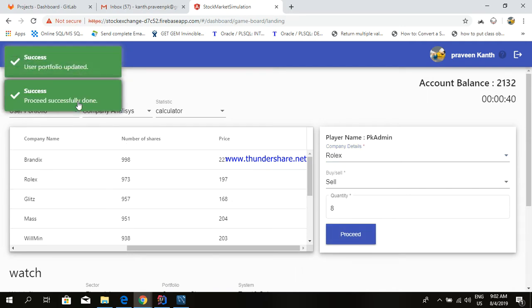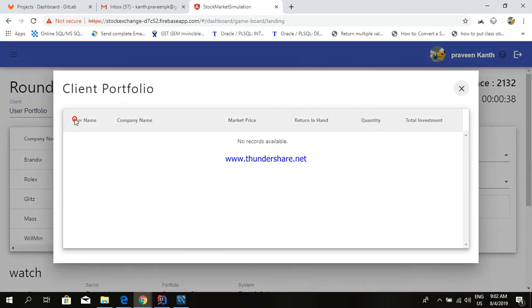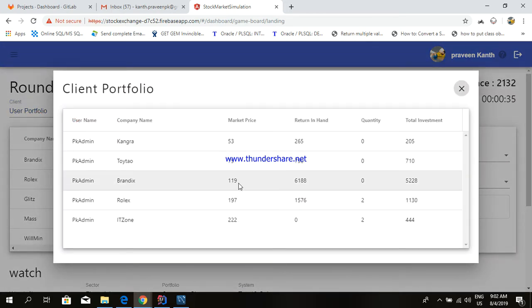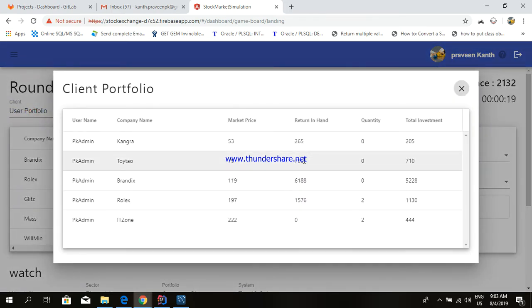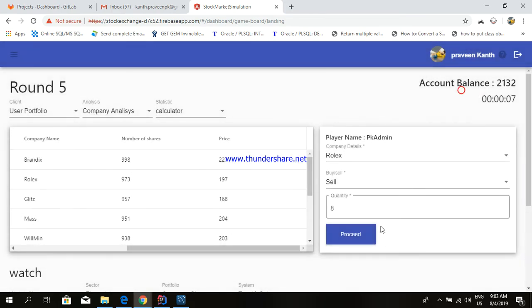Yes, it is successfully updated. When I bought Rolex, the market price was 197. Yes, the price has changed. According to the original price and today's price, I have a huge return in hand. The market return you see is 1576, but the investment I made is 1130. This is because the market price changed, so the price I bought at and today's price are different.